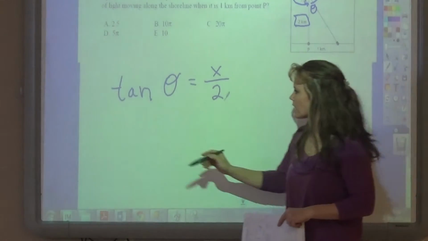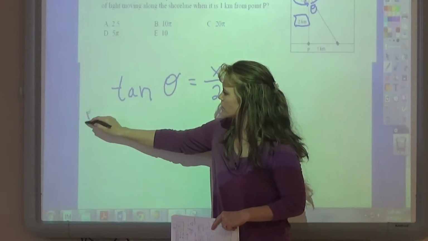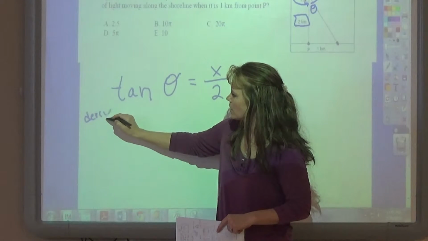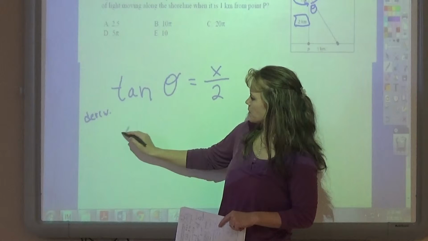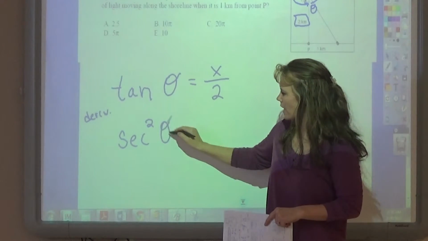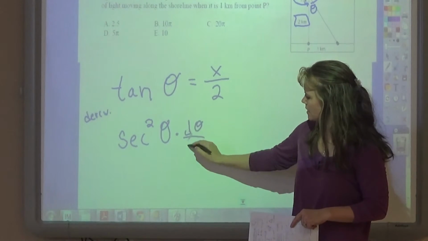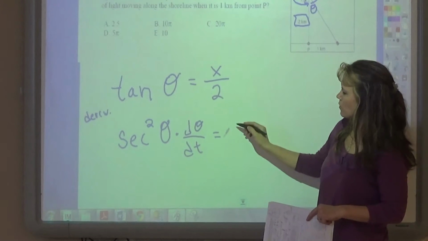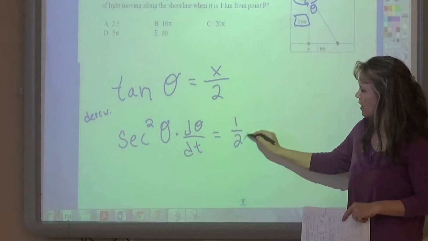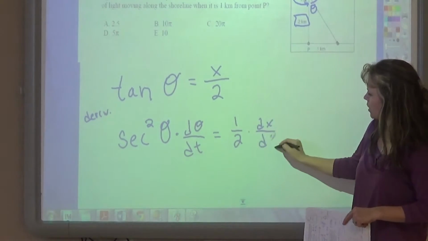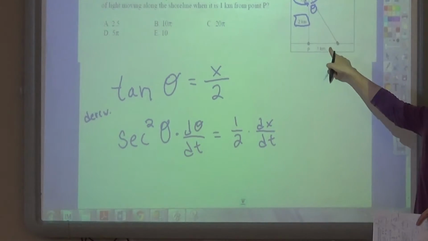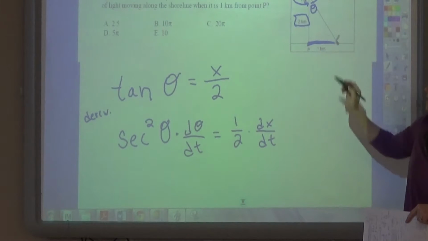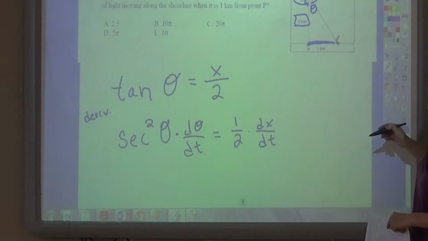Now I'm going to differentiate both sides so that I have the derivative of this one is secant squared theta times d theta dt. And the derivative over here is going to be 1/2 times dx dt. Dx dt is what we're looking for because that's going to change in this horizontal distance. I think I know the other stuff.